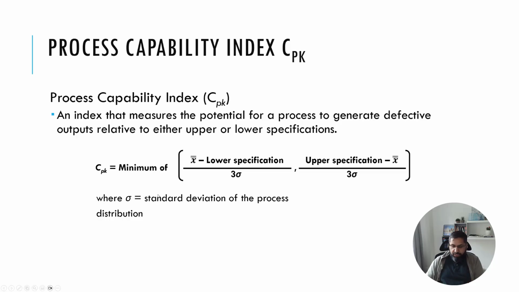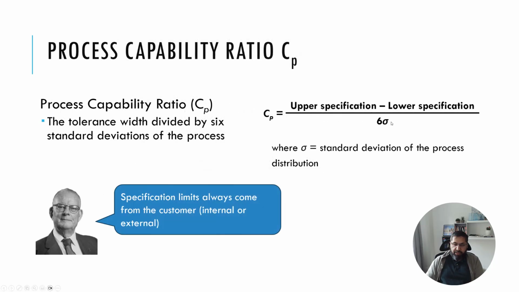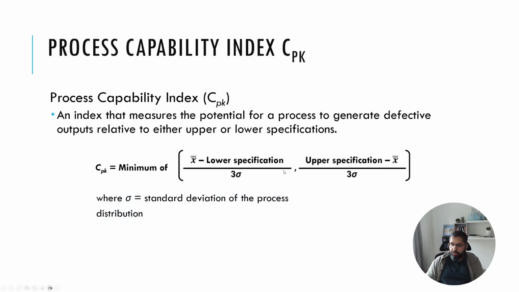Sigma is the same as in CP: the standard deviation of the output of the process. So you calculate these two numbers. Now, if X bar bar is smack in the center of the upper and lower spec limits, you'll get the same value. But if X bar bar is closer to one of the lower or the upper spec, then that will get you a smaller value, and you have to go with the smaller value.